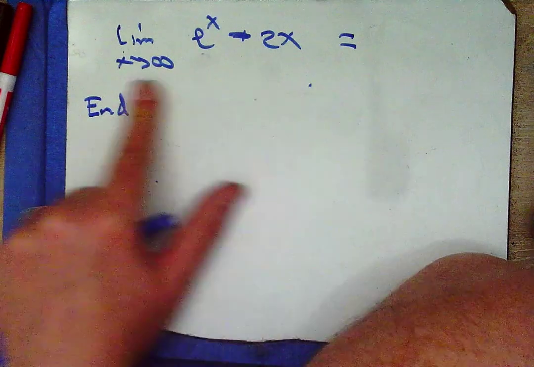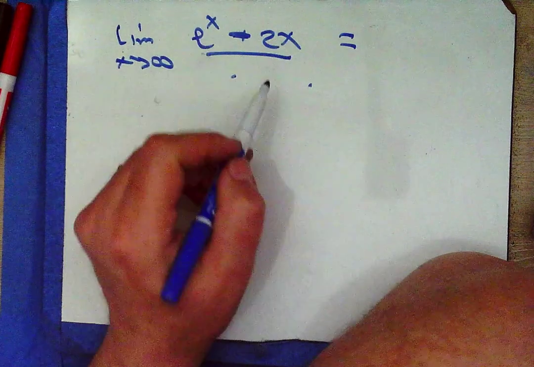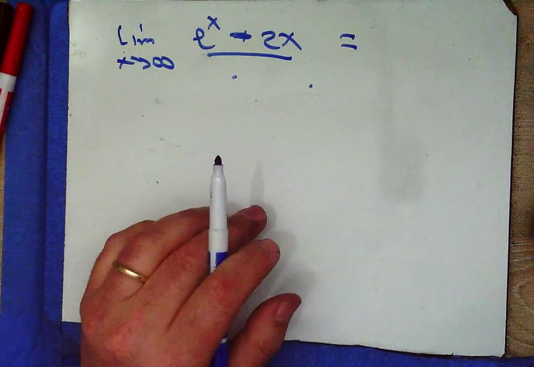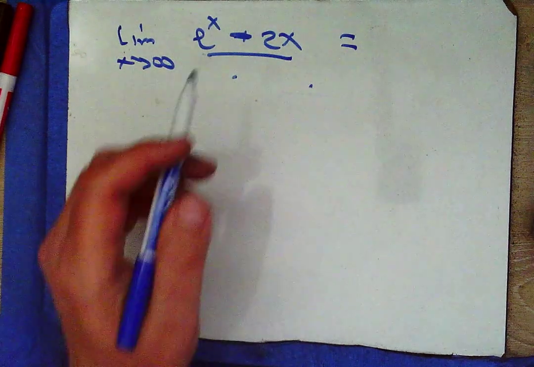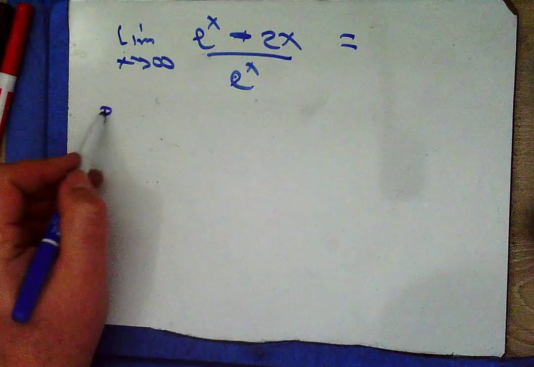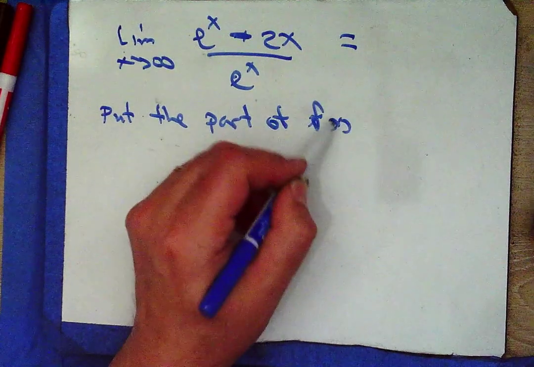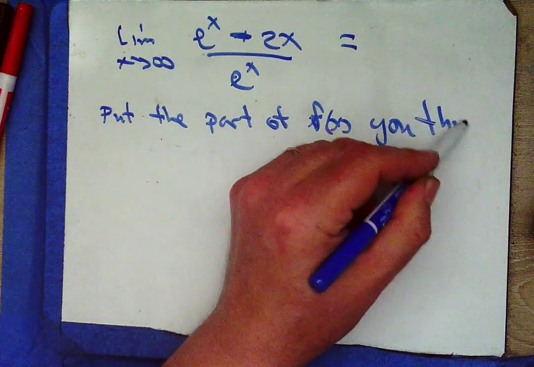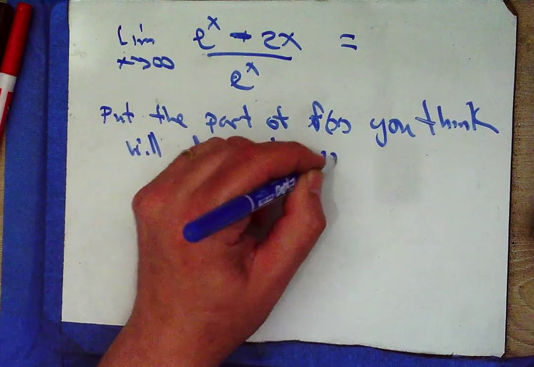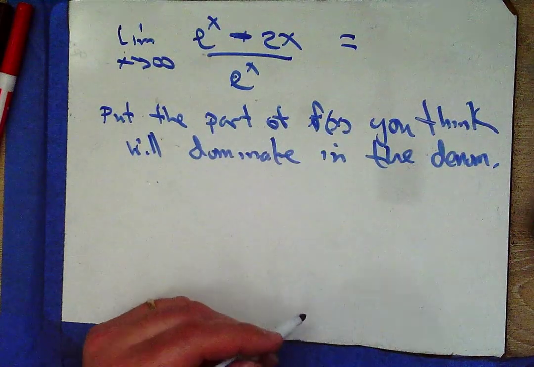And so what I want to suggest to you is that we do this. We pick one of them. Let's pick one of them to say, where are we going? How's this going to work out? Okay? So I'm going to say, I think e to the x is going to dominate. And so you put the one you think is going to dominate in the denominator.